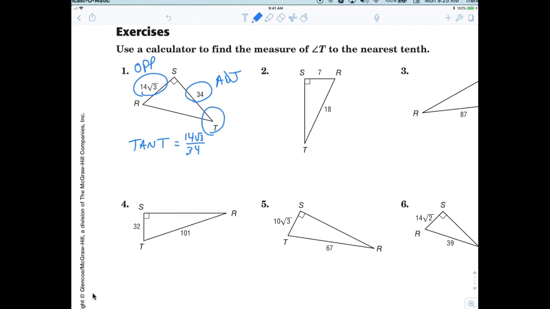Does anybody have any questions with that? Why are you using tangent? Which one would you like to use? How am I figuring that out? I showed you right up on the board. You identified the opposite and you identified the adjacent.